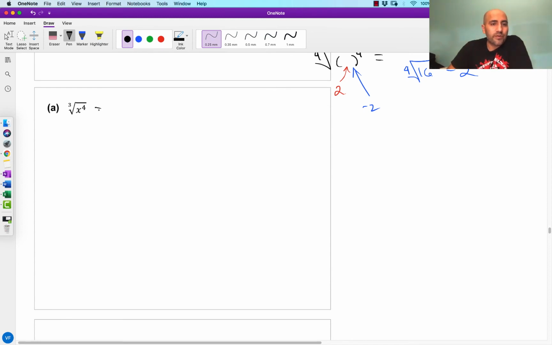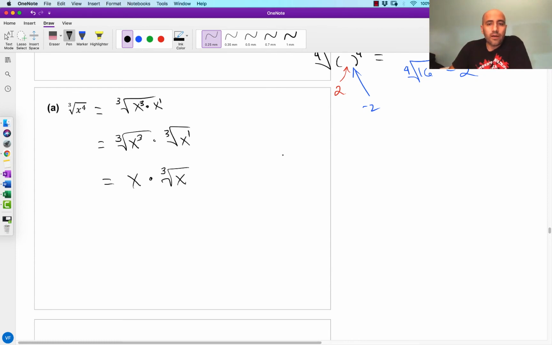Okay, so what we could do is break this up into the cube root of x to the third power times x to the first power, right? X to the fourth can be broken up this way. And we also know that we can rewrite this as the cube root of x to the third times the cube root of x to the first power. Our properties tell us we can separate it this way. And the cube root of x cubed is just equal to x, times, and well, this doesn't simplify, so we'll just rewrite it as the cube root of x. Okay, so this is equivalent to this.